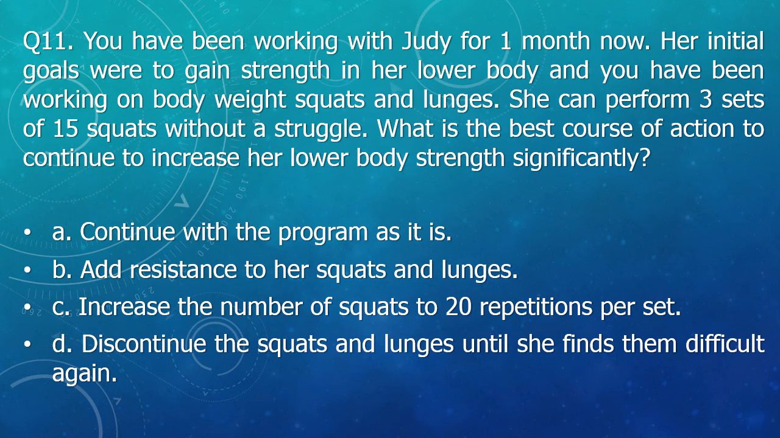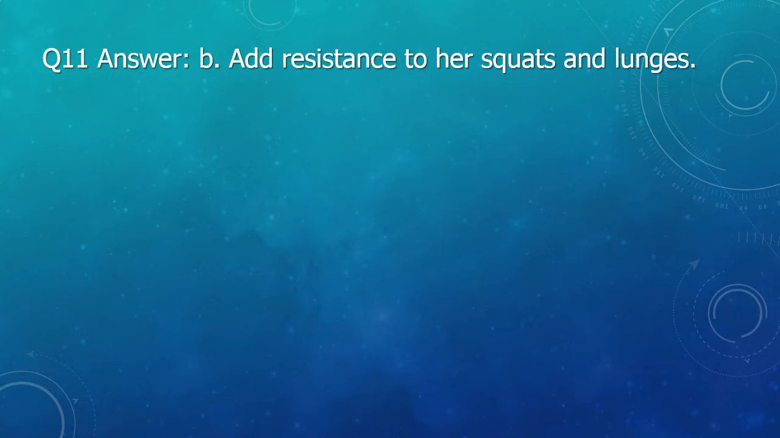Question 11. You have been working with Judy for 1 month now. Her initial goals were to gain strength in her lower body, and you have been working on body weight squats and lunges. She can perform 3 sets of 15 squats without a struggle. What is the best course of action to continue to increase her lower body strength significantly? A. Continue with the program as it is. B. Add resistance to her squats and lunges. C. Increase the number of squats to 20 repetitions per set. D. Discontinue the squats and lunges until she finds them difficult again. Question 11 answer, B. Add resistance to her squats and lunges.